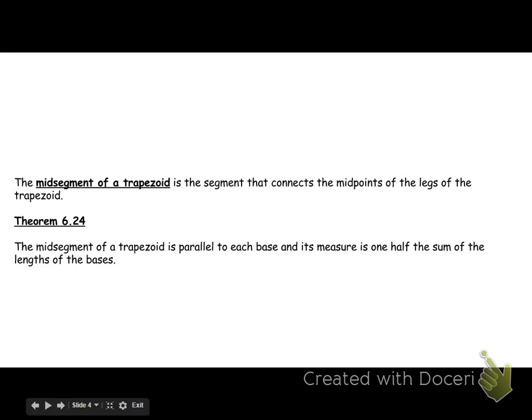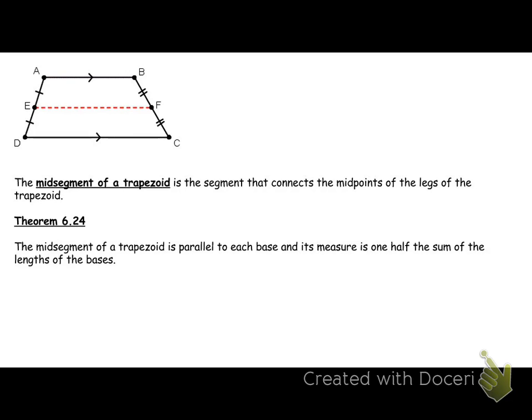All right. Theorem 6.24. If you love triangle midsegments, you're going to love trapezoid midsegments. The midsegment of a trapezoid, just like the midsegment of a triangle, is parallel to each base, and its measure is 1/2 the sum of the lengths of the bases. Wait, the midsegment, the blue line that went through the middle of the triangle? Yes. So it was parallel to it and like half the size of the base. Correct. Half the third side that it doesn't intersect with.